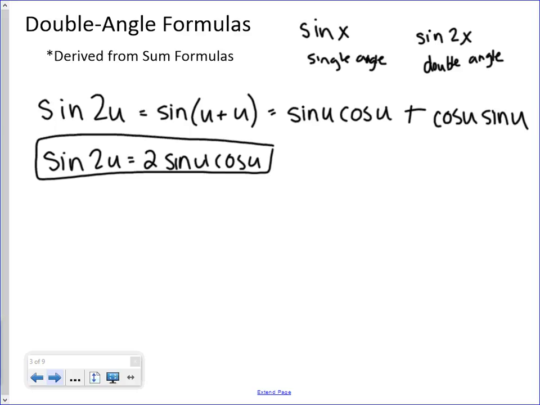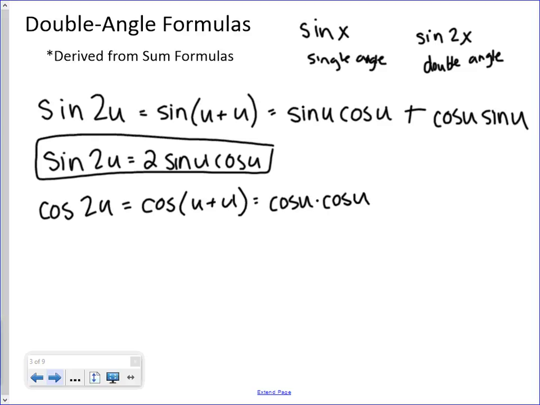Now, we'll just use the similar method for cosine. Cosine 2u is really cosine of u plus u. Go to your sum and difference formulas. For cosine, we do cosine u times cosine v, which in this case is another cosine u. And we always use the mismatching sign, so we're going to have a minus here. Sine u, sine v, or sorry, u, because v is u here. And how could we rewrite those?